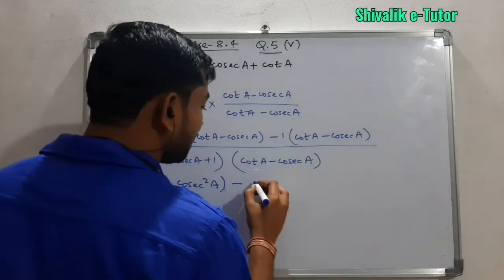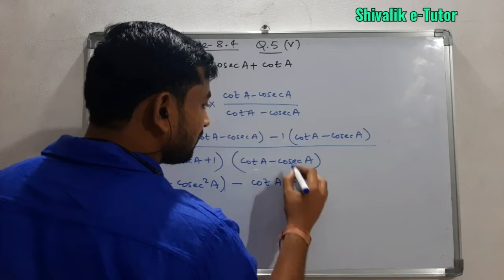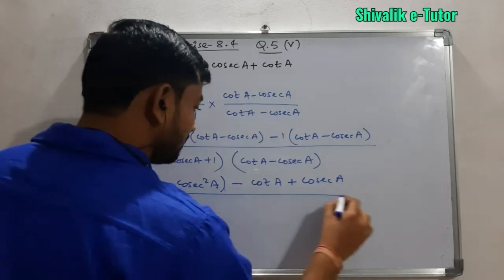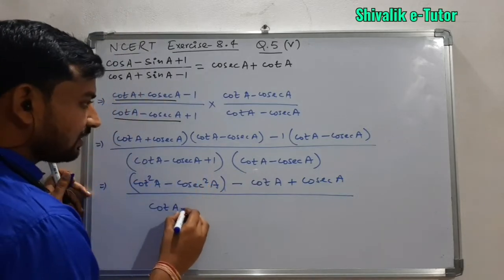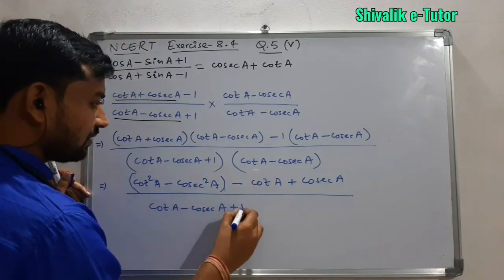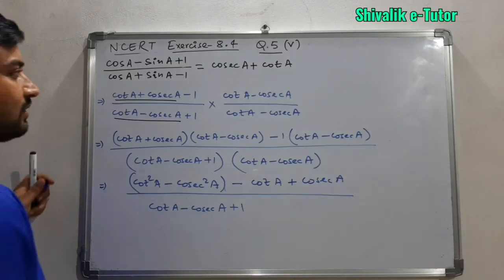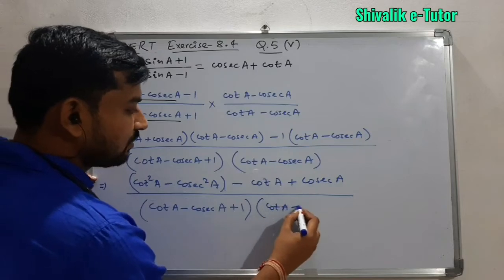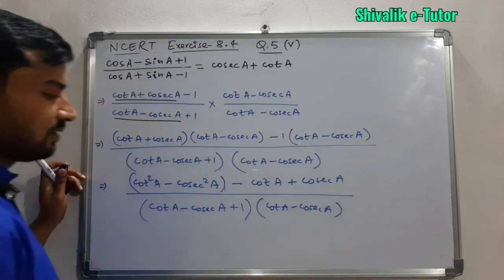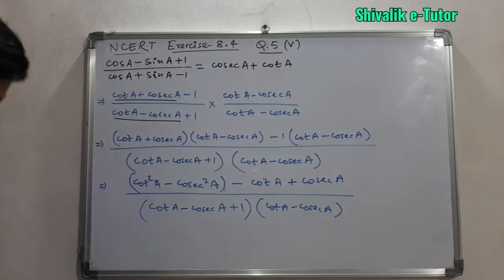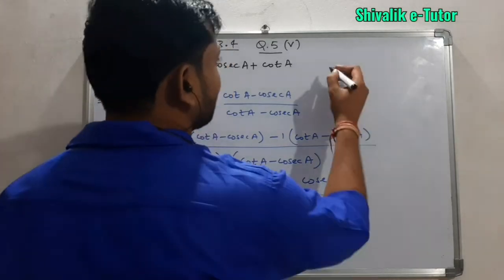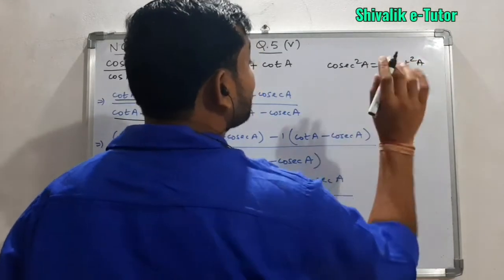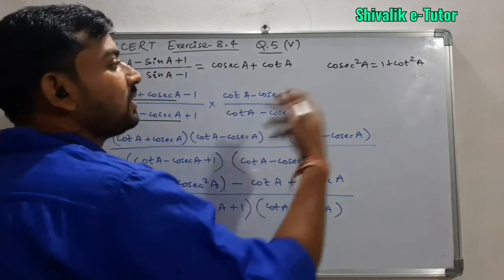In minus, if we multiply minus in this whole, we will be getting cot A minus, and minus will become plus cosec A. This is the numerator now, and denominator is cot A minus cosec A plus 1 multiplied with cot A minus cosec A. Now look at this, cot square A minus cosec square A. We had one identity here. Cosec square A is equals to 1 minus cot square A, sorry 1 plus cot square A. Now we need cot square A minus cosec square A.